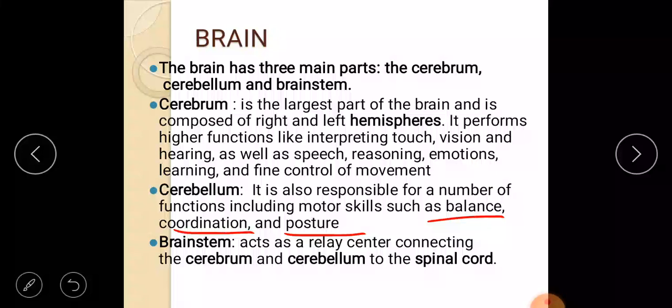Third one is the brainstem. It acts as a relay center, and connects the cerebellum to the spinal cord. Besides this, in the brainstem there is a structure known as the pons, which helps in regulating the rate of respiration.